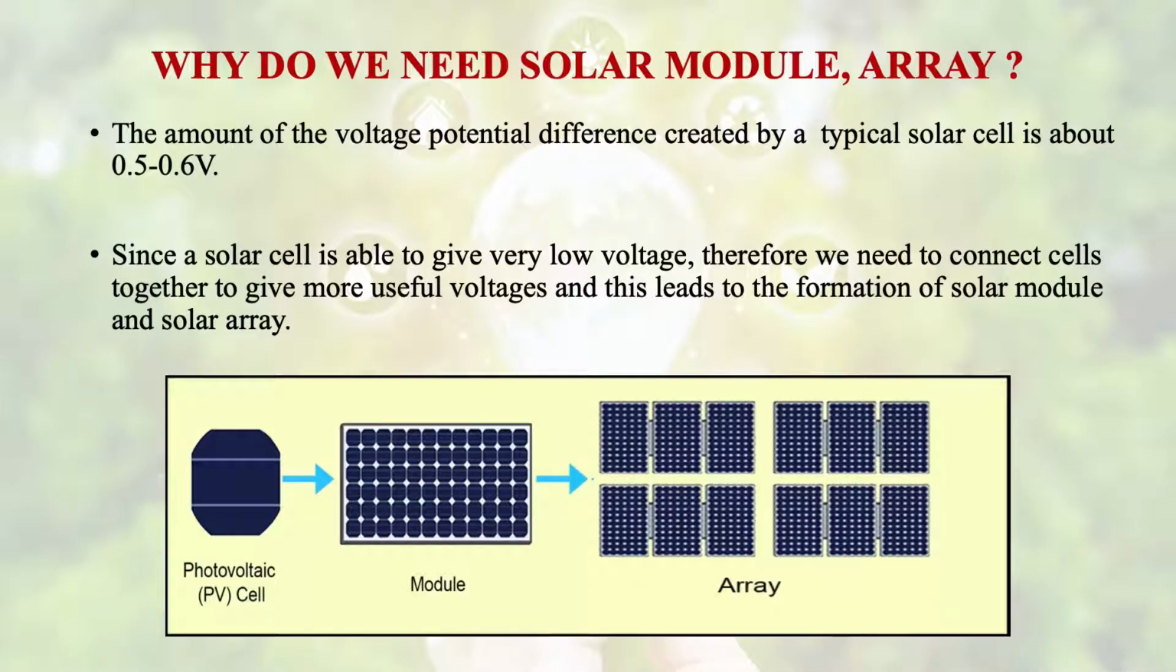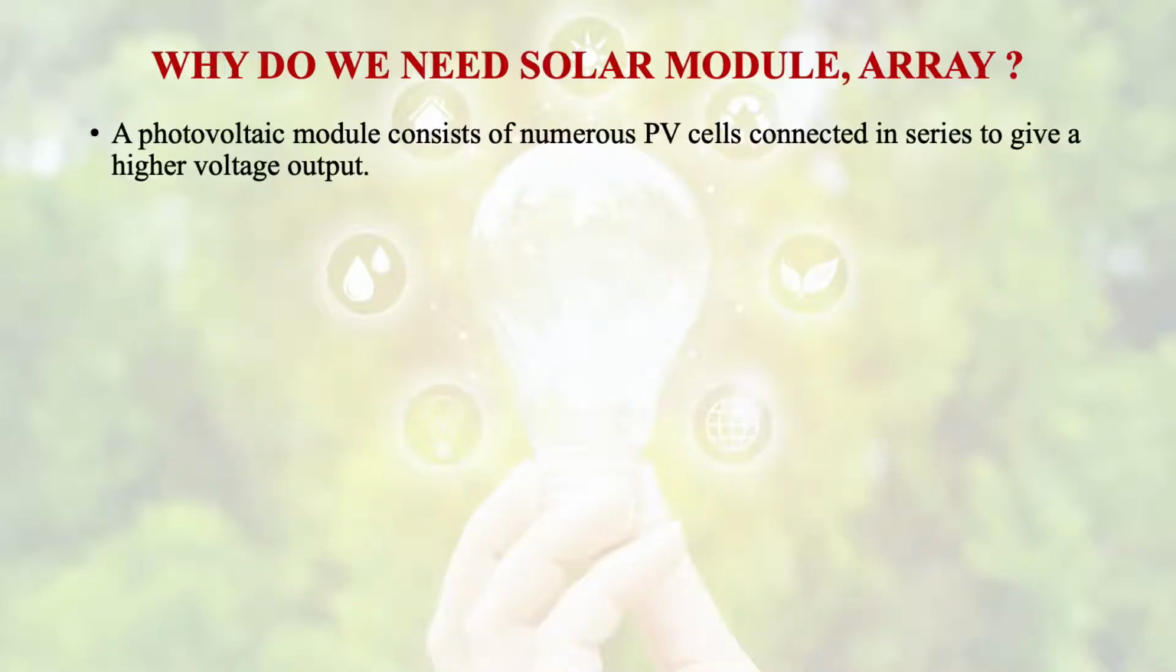Since a solar cell is able to give only 0.5 volt, therefore we need to connect cells together to give more useful voltages, and this leads to the formation of solar module and solar array. That means using solar cells, when we connect different solar cells in series, then we can get more voltage: 0.5 volt, 0.5 volt, 0.5 volt. Suppose it is connected in series, then you will get 0.5 plus 0.5 plus 0.5 like this. That means you can increase the voltage.